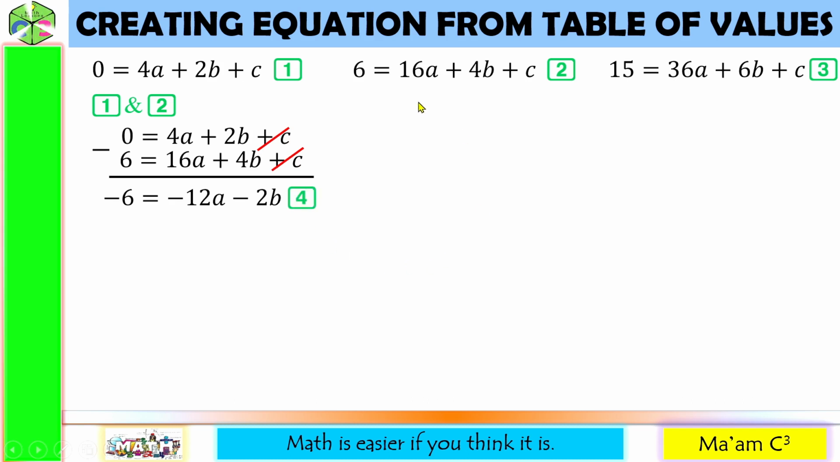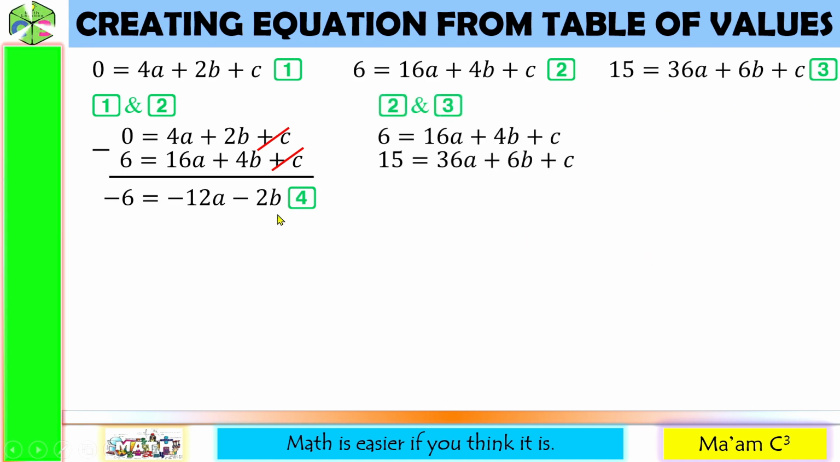I am going to choose another two equations. Let me choose equations 2 and 3. So from here, since I eliminated c here, I will also eliminate c in these equations. So to do that, I'm going to use again the operation subtraction. So 6 minus 15 is negative 9. 16a minus 36a is negative 20a.